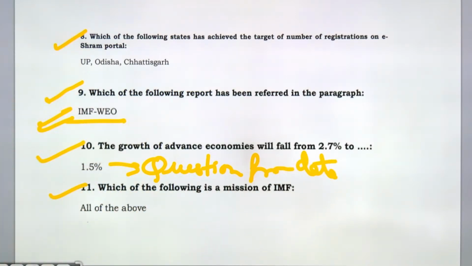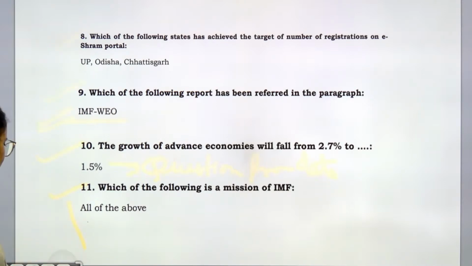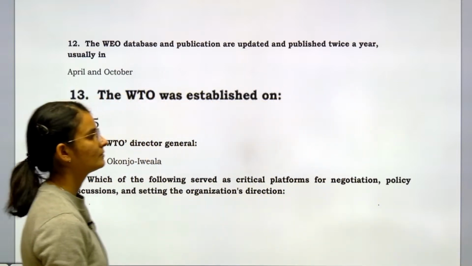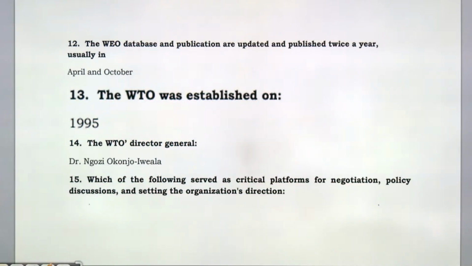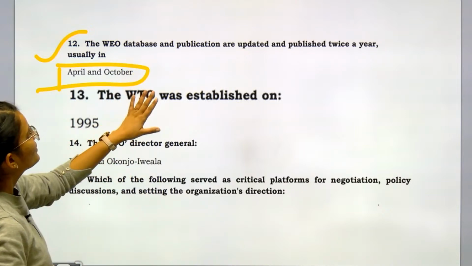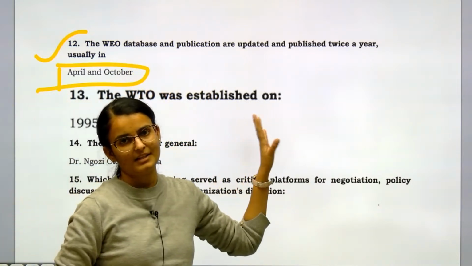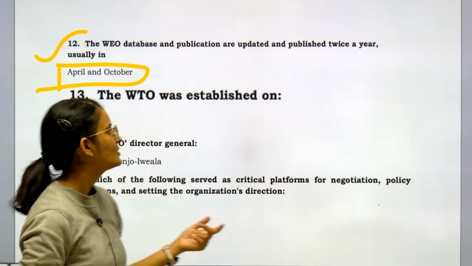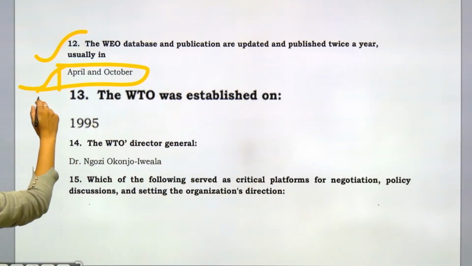Which of the following is a mission of IMF? Static. Okay. The WEO database and publication are updated and published twice a year, usually in a particular month. Now, it is not enough to just read about the database and how many times it is published in a year. They have asked you the month also, in which month they publish. So, the answer was April and October.